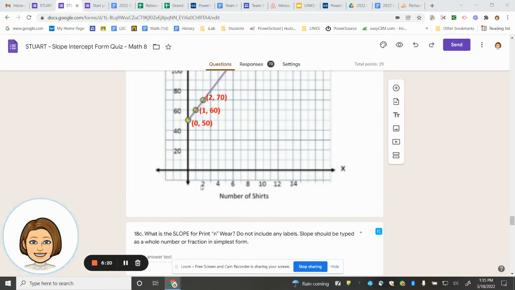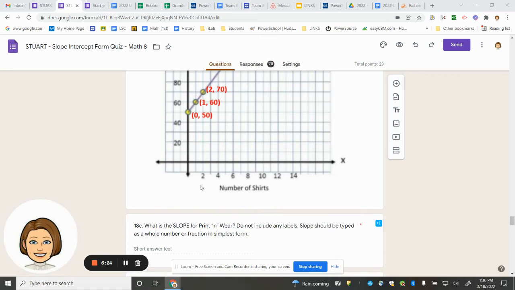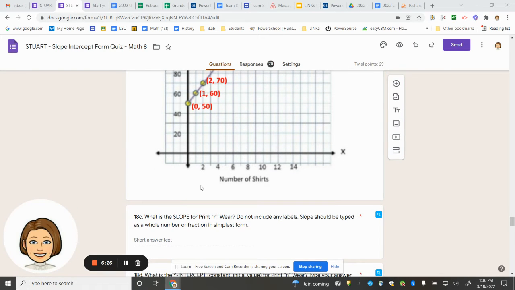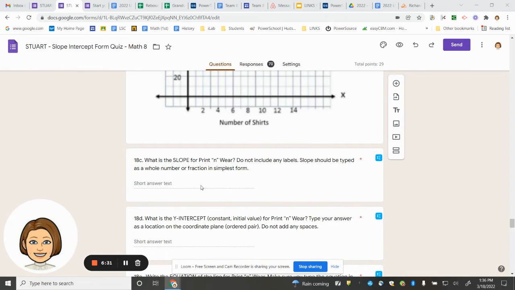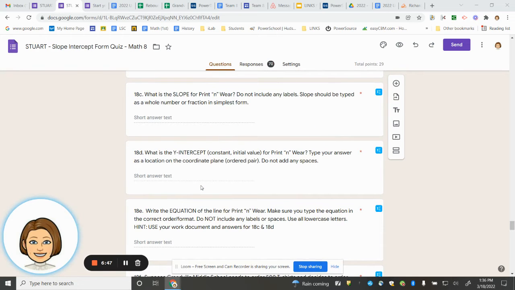18C, what is the slope for Print and Wear? Do not include any labels. Slope should be typed as a whole number or fraction in simplest form. 18D, what is the y-intercept from this graph from Print and Wear? Type your answer as a location on the coordinate plane. Type your answer as an ordered pair, in other words. Do not add spaces. Now that you have the slope and the y-intercept for Print and Wear, write the equation in slope-intercept form.